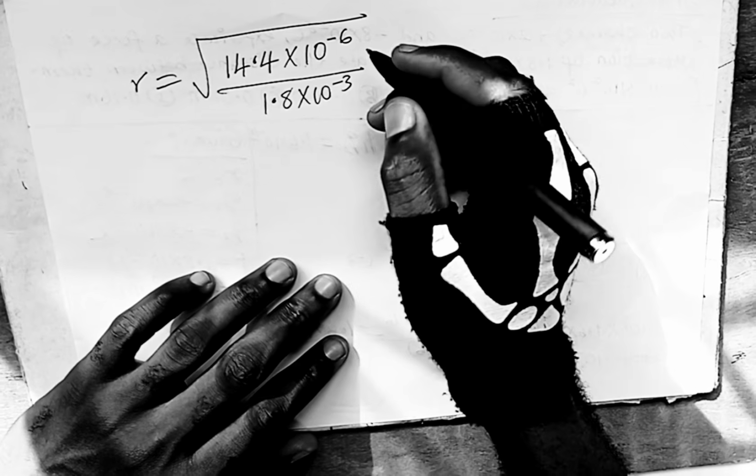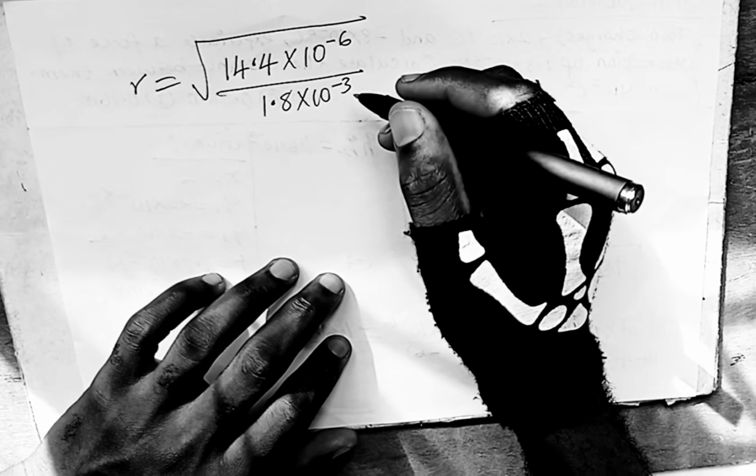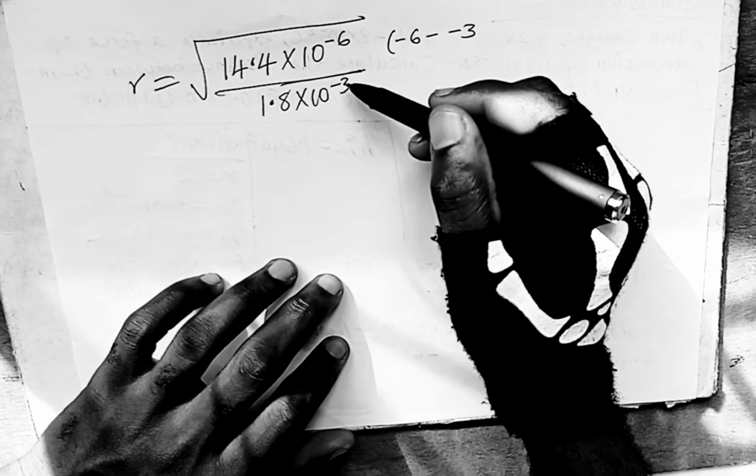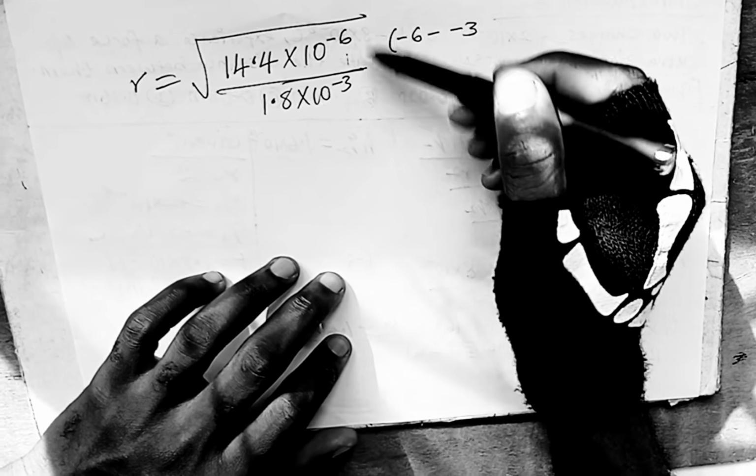Okay, so we need to do another power here again. This one, minus 6 minus 3. Because since it is over here, we need to do what? We need to minus.